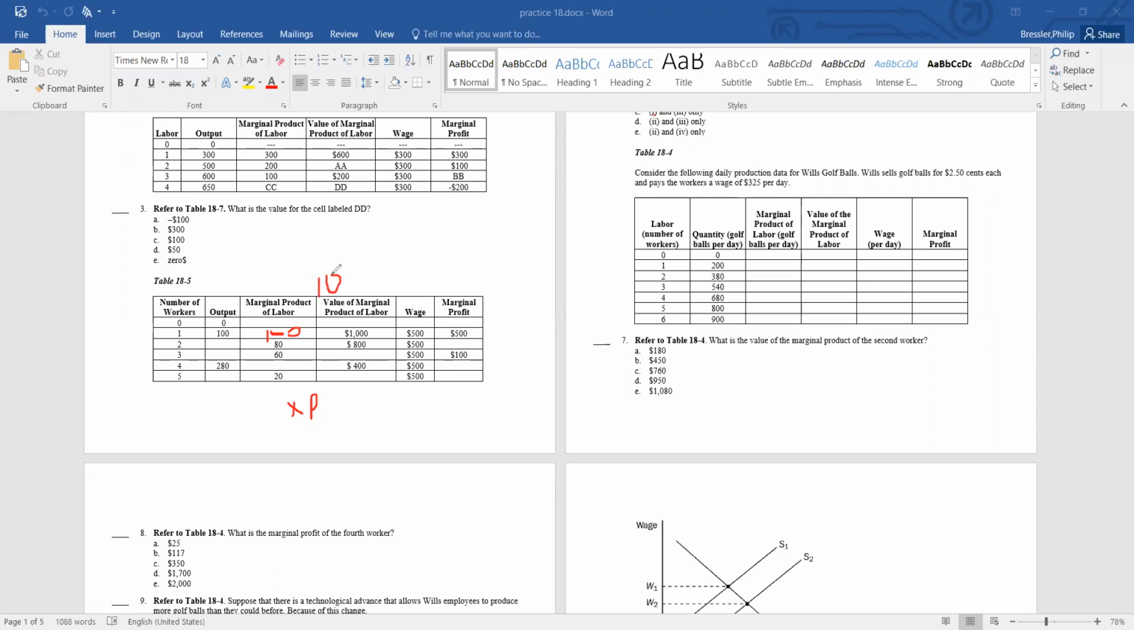All right. Now, how do I figure out the output for the third worker? Well, if the marginal product of labor is 80, I've got to add 100 plus 80 to give me 180, right? Because the output for the second worker has to be 80 more than the first. And then I'm going to do the same thing. 180 plus 60 is going to give me 240 here. Okay.